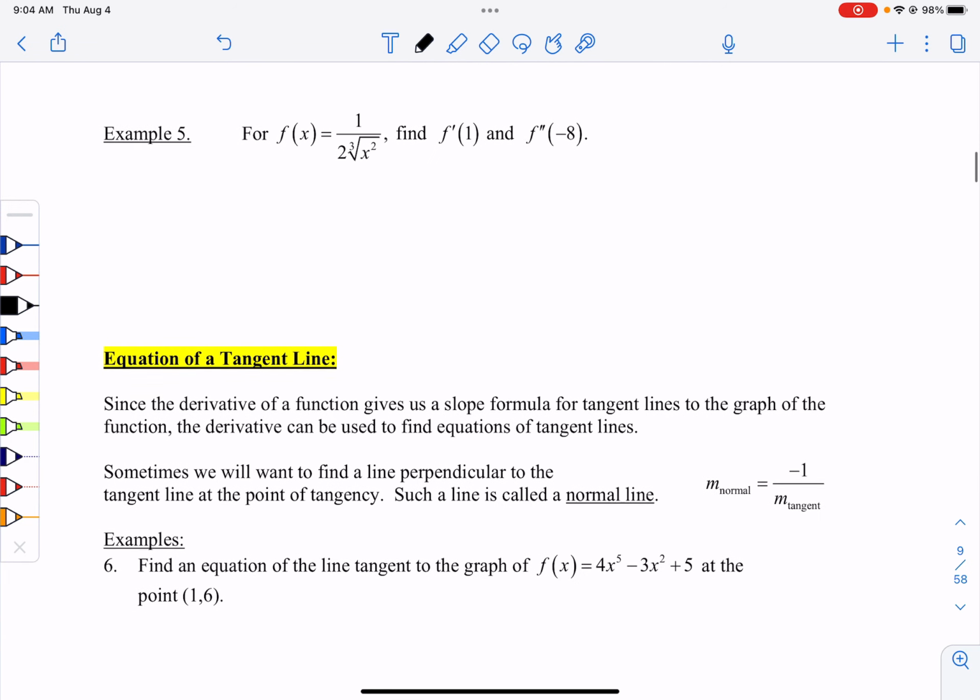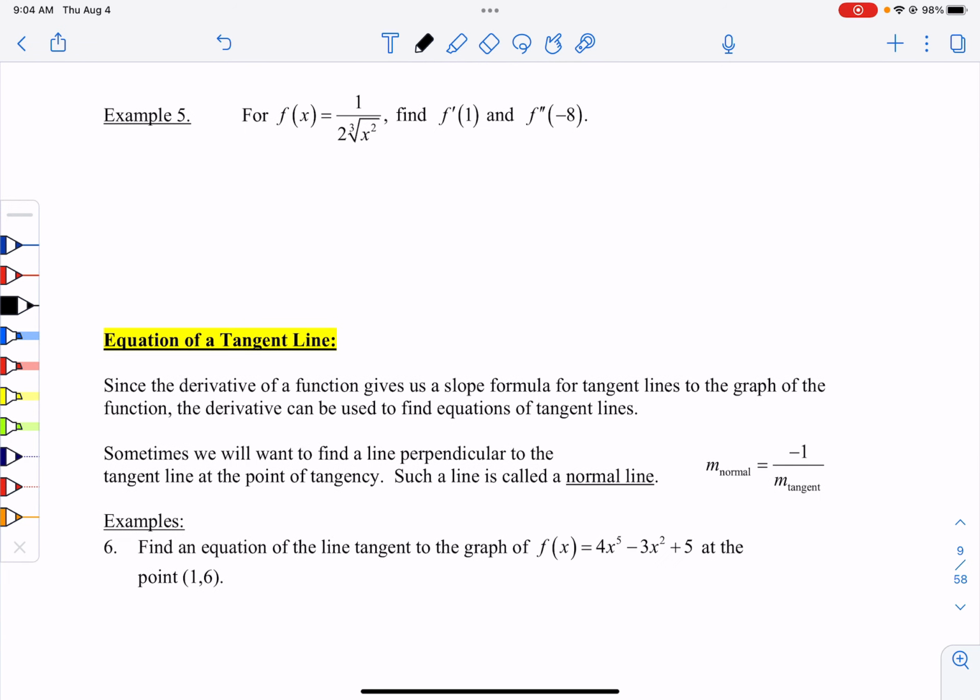So example number 5, for the function f of x equals 1 over 2 cube roots of x squared, find f prime of 1 and f double prime of negative 8. Okay, so it wants me to take the first derivative and then plug a 1 into it. And then it wants me to take the second derivative and plug in a negative 8. So let's start with the first derivative.